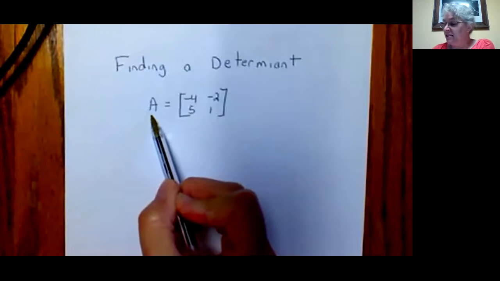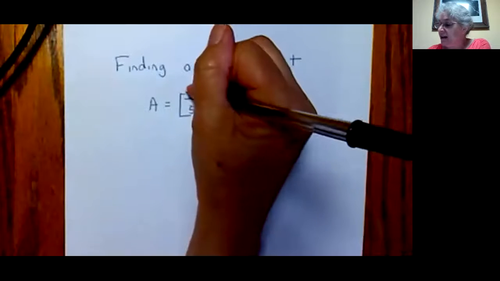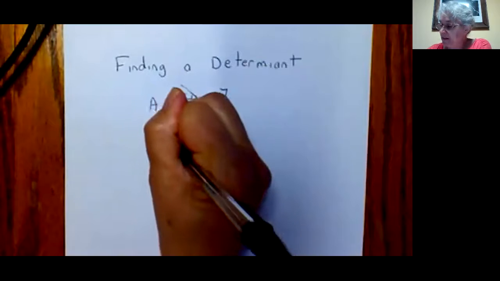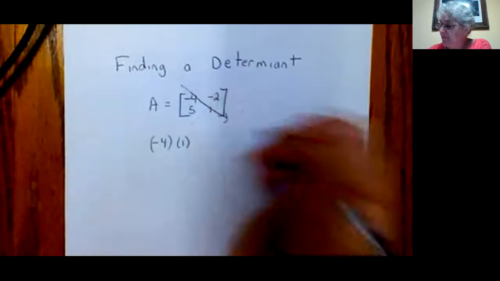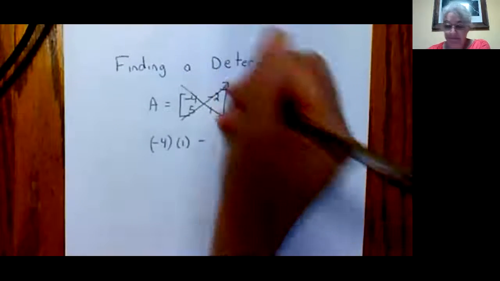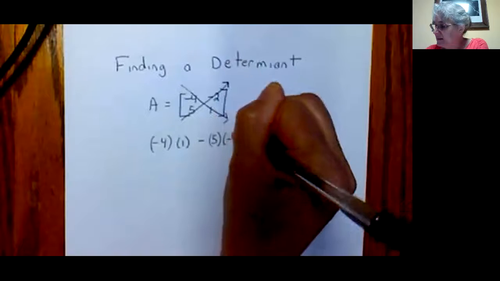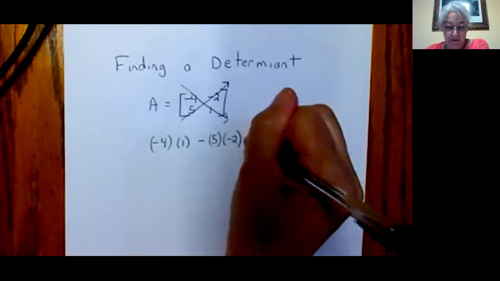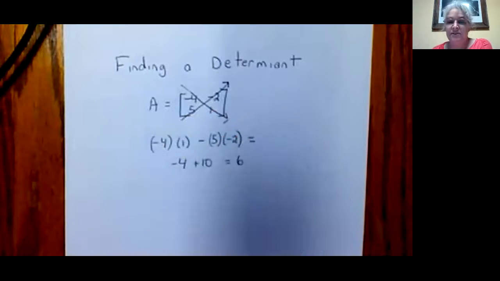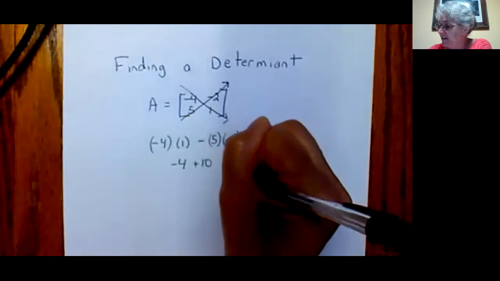So let's take a look at our matrix A. To find the determinant here, all we're going to do is multiply this diagonal and we're going to subtract this diagonal. Okay, and if you do the arithmetic, 16 plus 10 equals 6. Okay, this number is important and it's going to be really useful when you go find it.